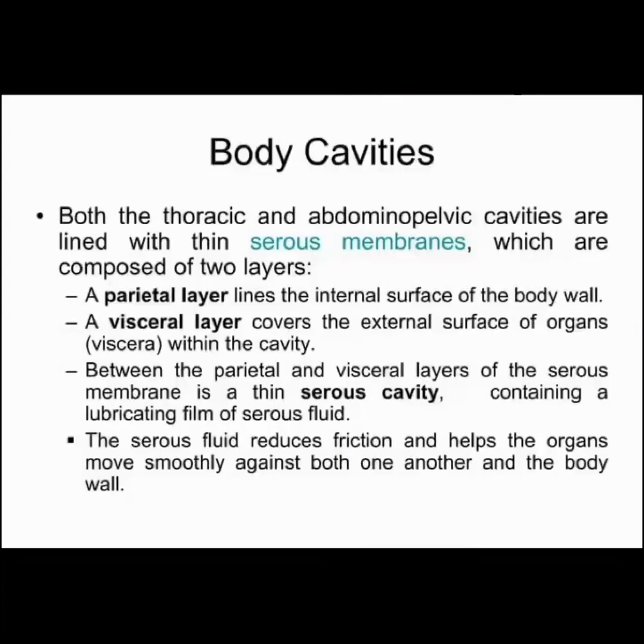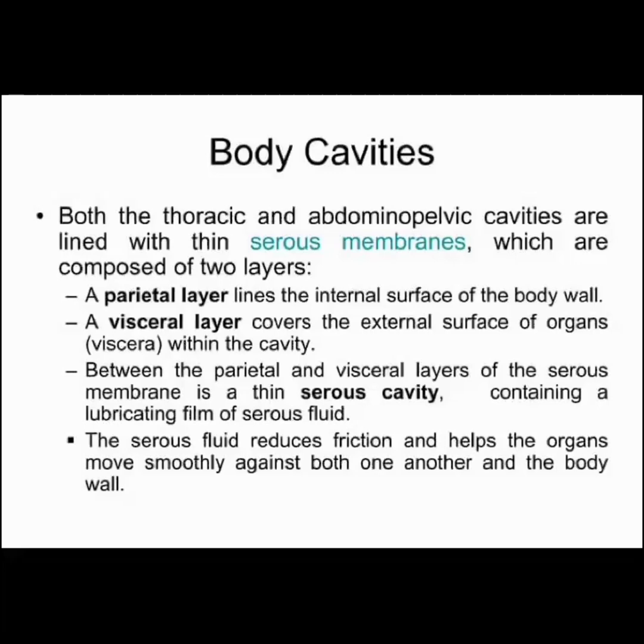Now we will discuss about body cavities. Both the thoracic and abdominopelvic cavities are lined with thin serous membranes which are composed of two layers. First, a parietal layer lines the internal surface of the body wall. Second, a visceral layer covers the external surface of organs or the viscera within the cavity.